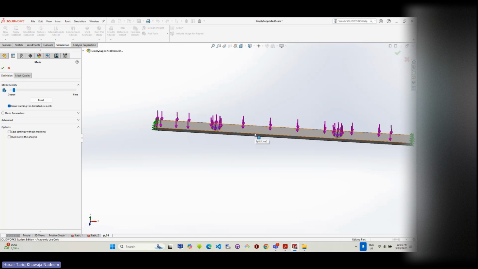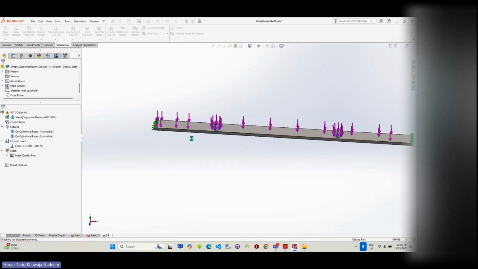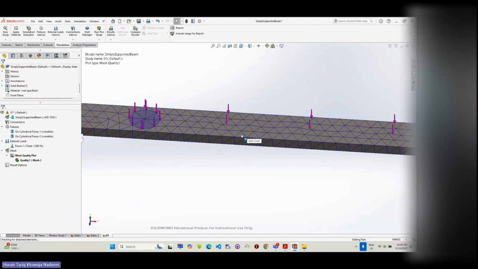So I'm making a coarse mesh right now. And I'm saying issue warning for distorted elements. If you think that the element is too much distorted, like very long or something, then issue warning so that I know that the distortion is there. Otherwise, you can uncheck this. Click OK. And look, it's making mesh. Now, these are actually called the elements.